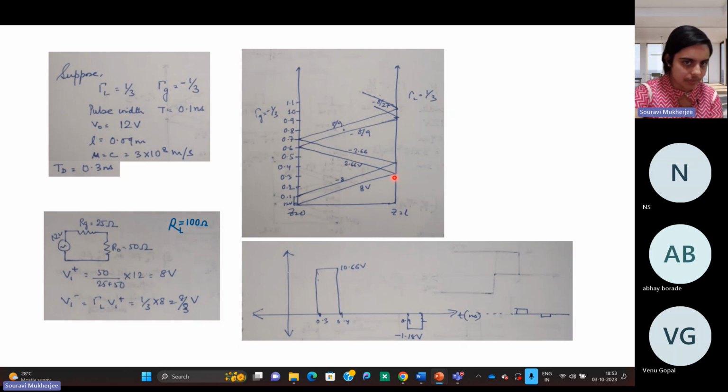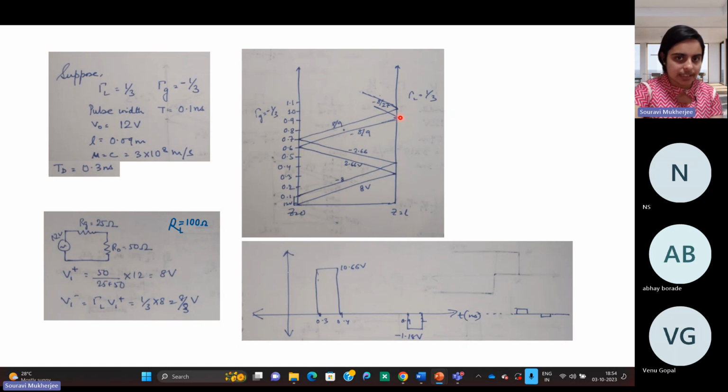So this is what again gets reflected, and it again takes 0.3 seconds to reach the source side, right? Now again from the source side, what would happen? From the source side, there'll again be a reflection, right? And we know the reflection coefficient at the source side is given as minus 1 by 3. This was because gamma L is 1/3, and now gamma G is minus 1/3. So what goes back from here is minus 8 by 3 into 1 by 3. So it's minus 8 by 9.